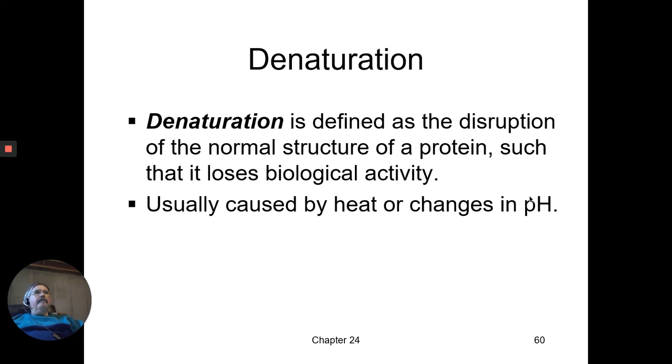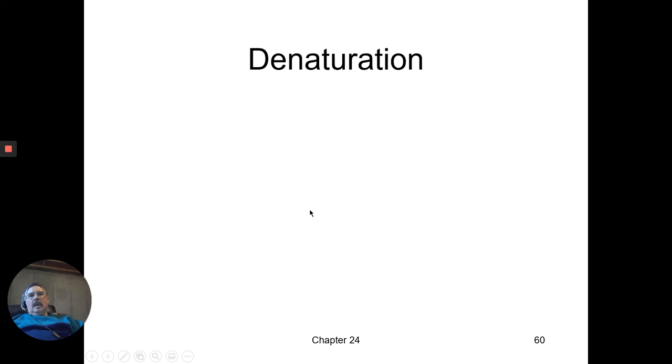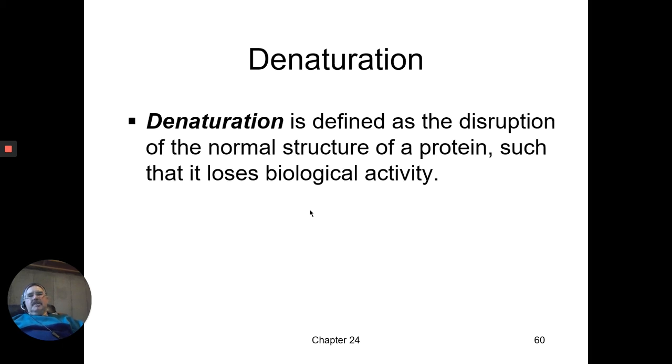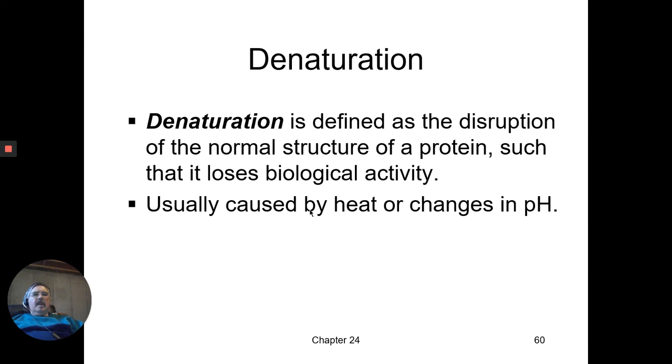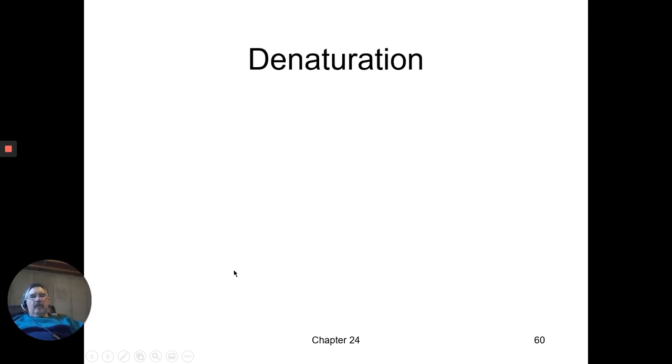Changes in pH can affect the ability to form hydrogen bonds, for example. If this oxygen, for example, becomes protonated, it can no longer hydrogen bond. Extreme changes in pH would result in breaking the peptide bonds. Heating increases the molecular motion, and it can cause a tertiary structure, for example, to unfold.